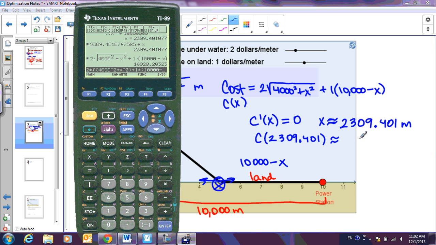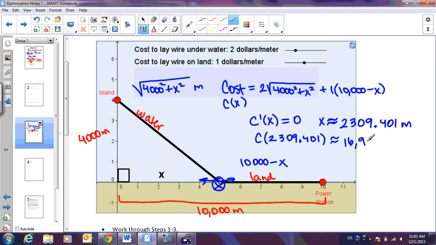All right, and I get $16,928. This is a time when it's okay not to round to 3 decimals because you're talking about money. So we're going to do 16,928 and 20 cents, and put a little $ sign right at the front. And so these two things combined are my answer. You could write it out different ways, but that's what you get.